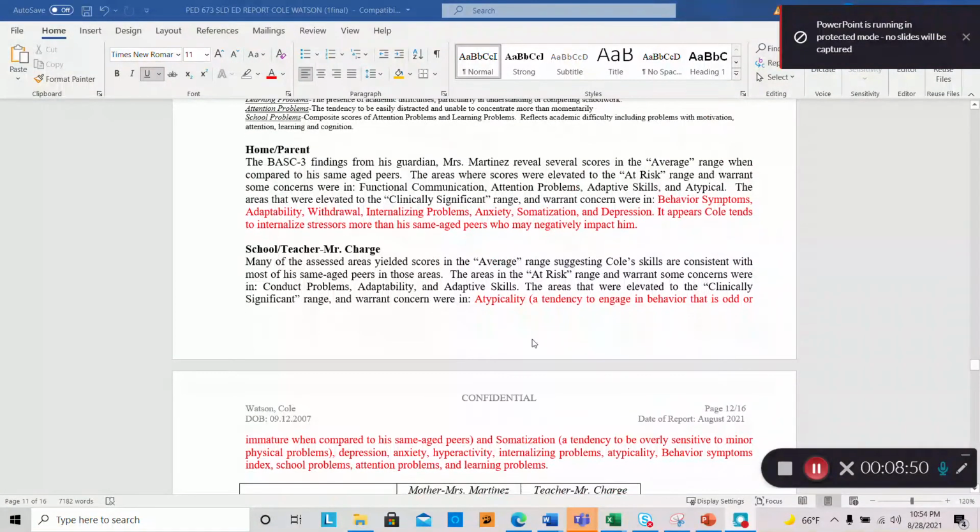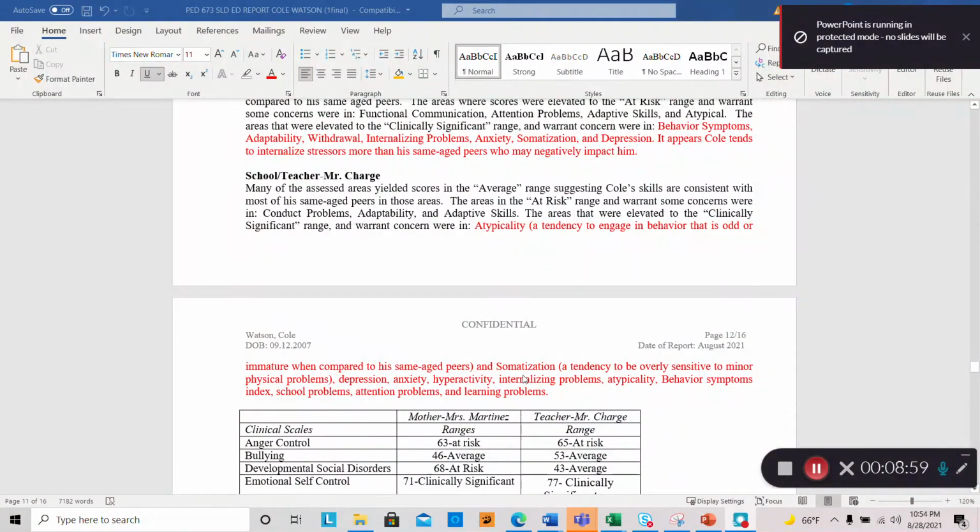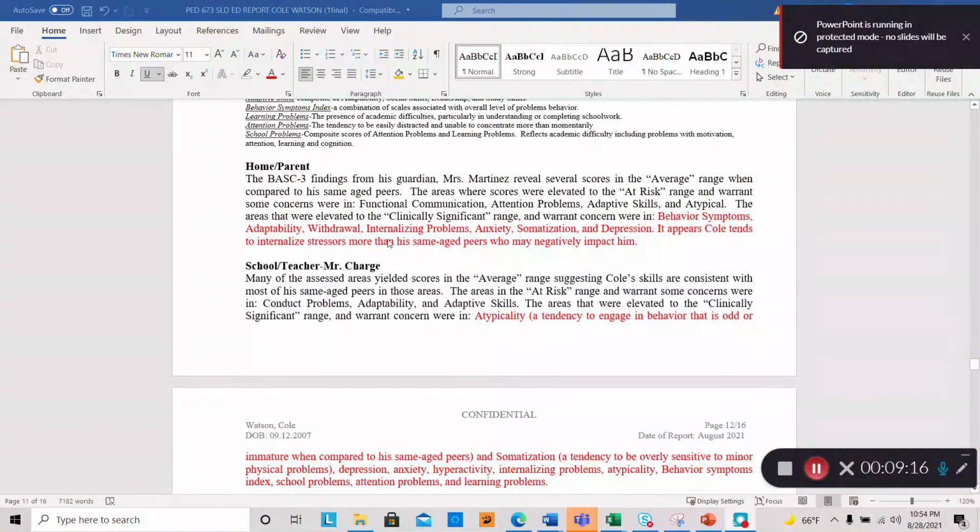Once again, for his teacher, there's typically a tendency to engage in behavior that is odd or immature when compared to his same age peers, somatization, a tendency to be overly sensitive to minor physical problems, depression, anxiety, hyperactivity, internalizing problems, atypicality, behavior symptoms index, school problems, attention problems, and learning problems. Very, very similar to what you scored on your rating scale.